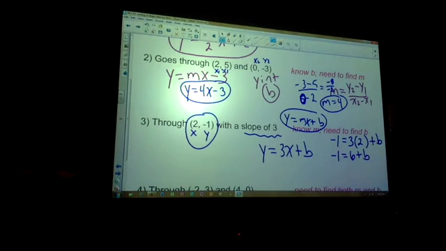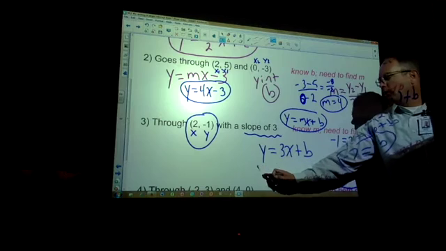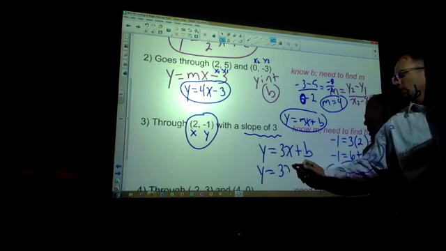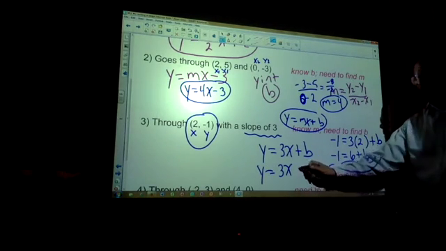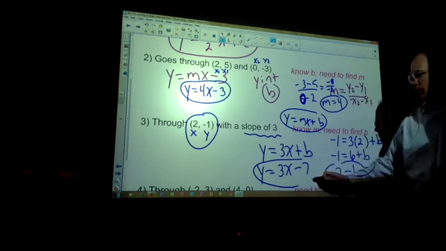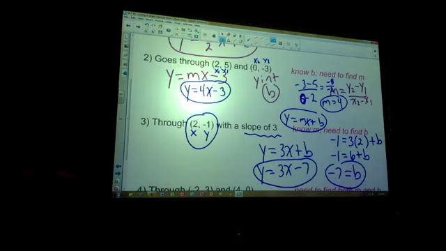What am I trying to solve for? b. How do I get b all alone from right here? Subtract 6 from both sides. So negative 1 minus 6 is negative 7. So what's my equation? y equals 3x plus negative 7, which is just the same thing as minus 7. So I took things that I knew and plugged them in. I didn't have to label it x1, y1 because I only had a single point that I was worried about.